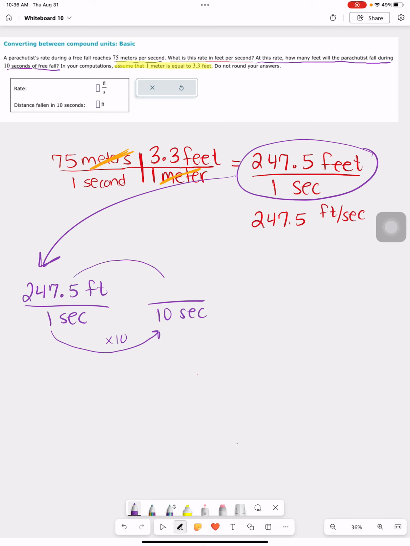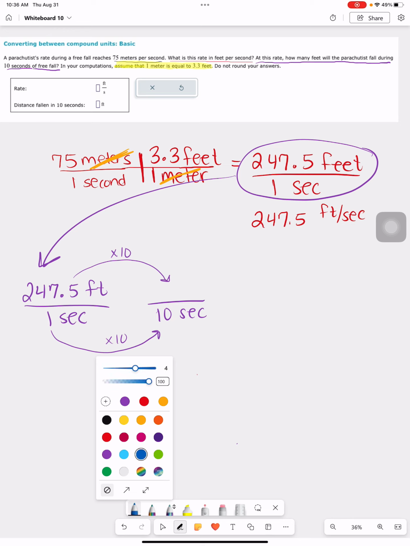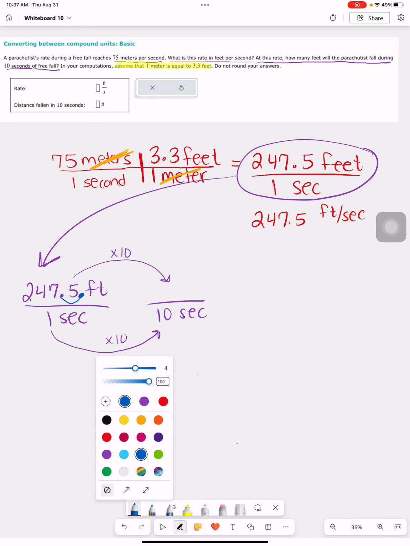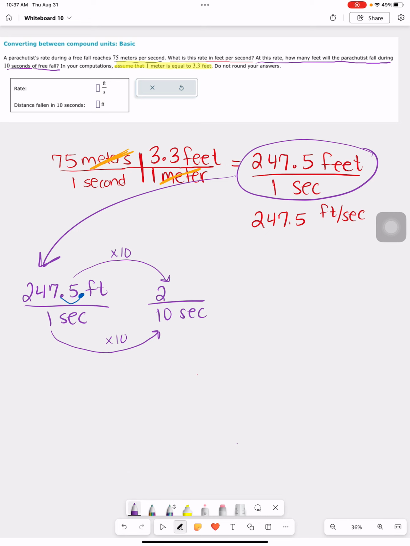So up here, to get that distance that they move, I must multiply times 10. And when I multiply times 10, the decimal will just move over one place. So that will become 2,475 feet. So they will move 2,475 feet for 10 seconds of free fall. And I think that is it.